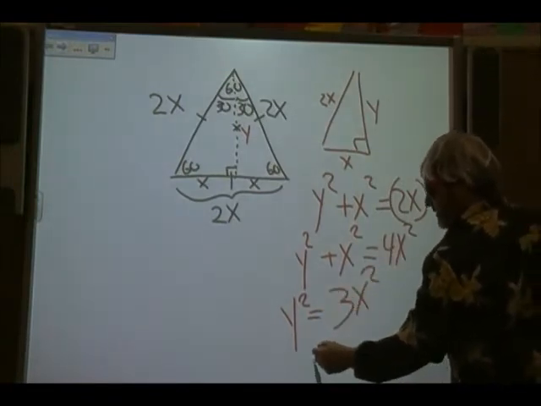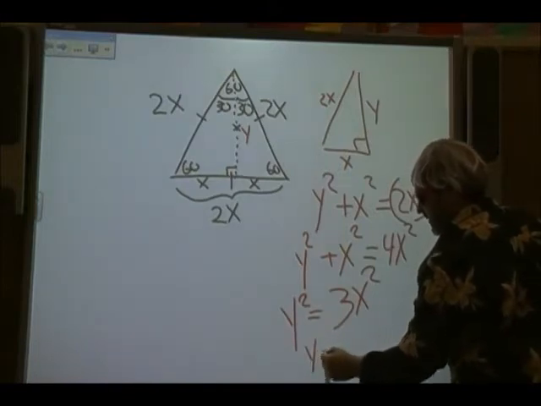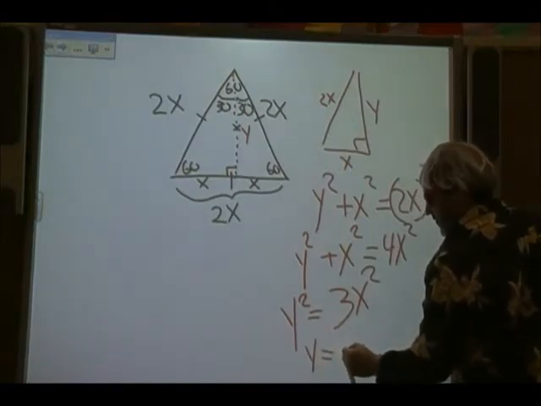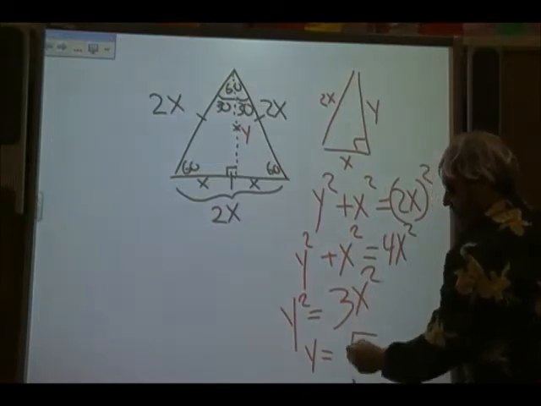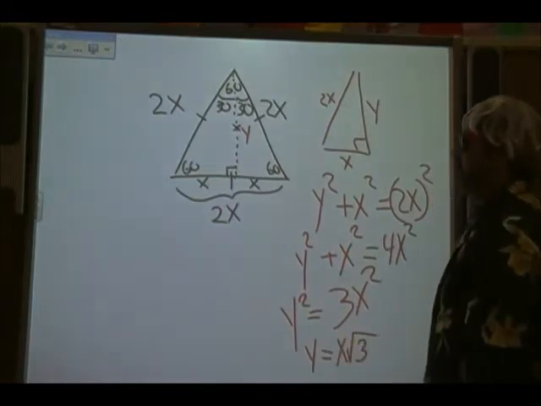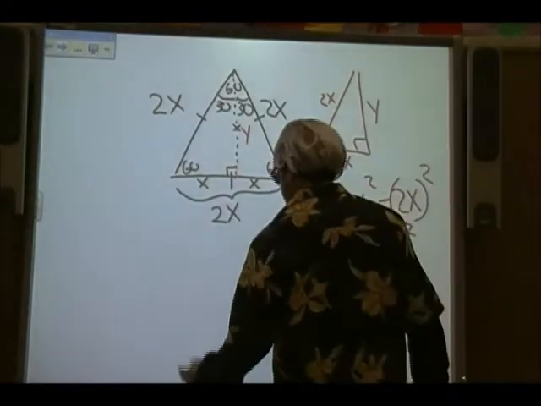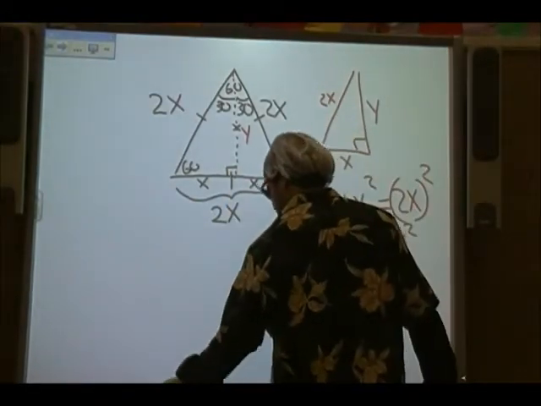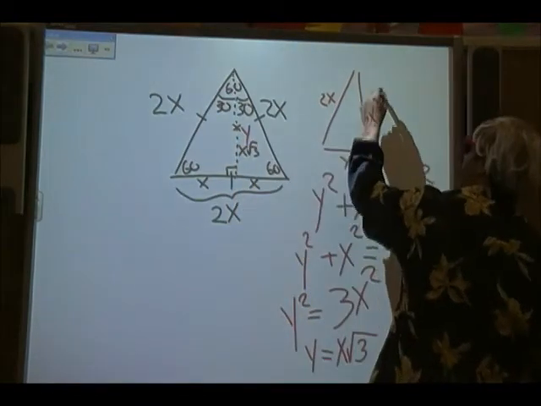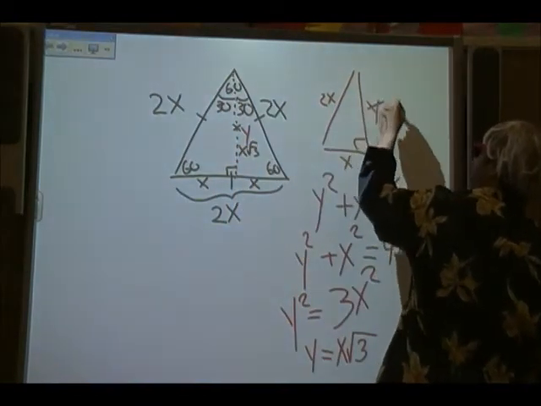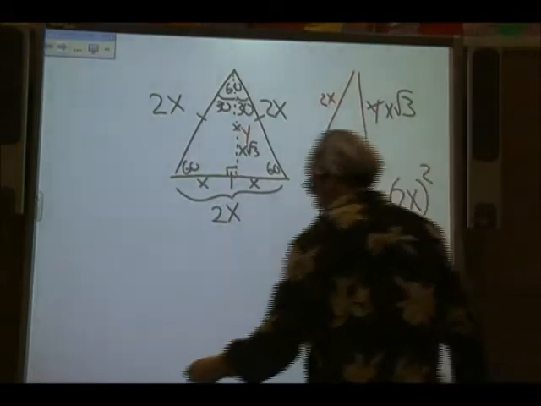And then you take the square root and you get radical 3, and radical x squared is just x. So all this comes out to x radical 3. So this is now x radical 3.